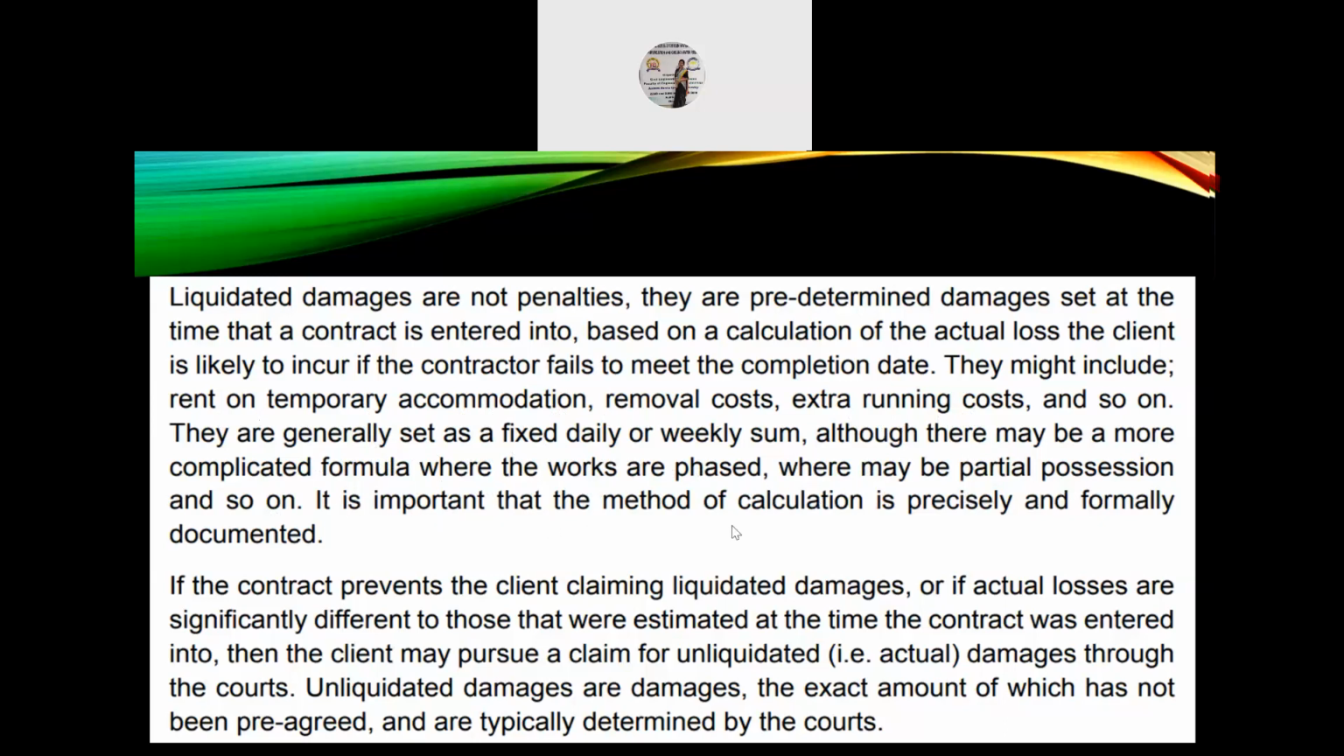It is important that the method of calculation is precisely and firmly documented. So, if the contract prevents the client claiming liquidated damages, or if actual losses are significantly different to those that were estimated at the time the contract was entered into, then the client may pursue a claim for unliquidated, that is, actual damages, through the courts. So, unliquidated damages, which is actual damage, are damages the exact amount of which has not been pre-agreed and are typically determined by the courts.